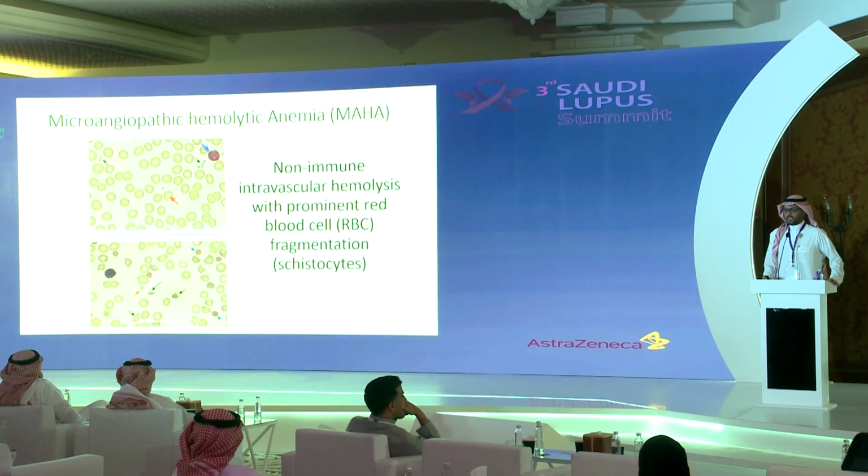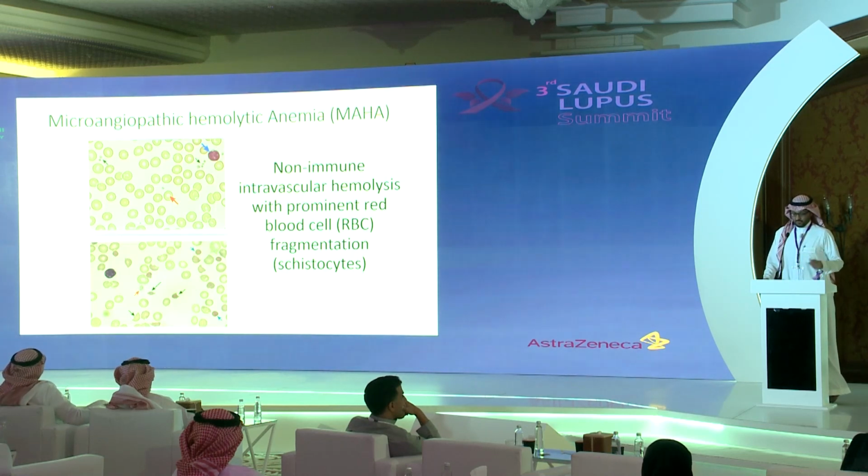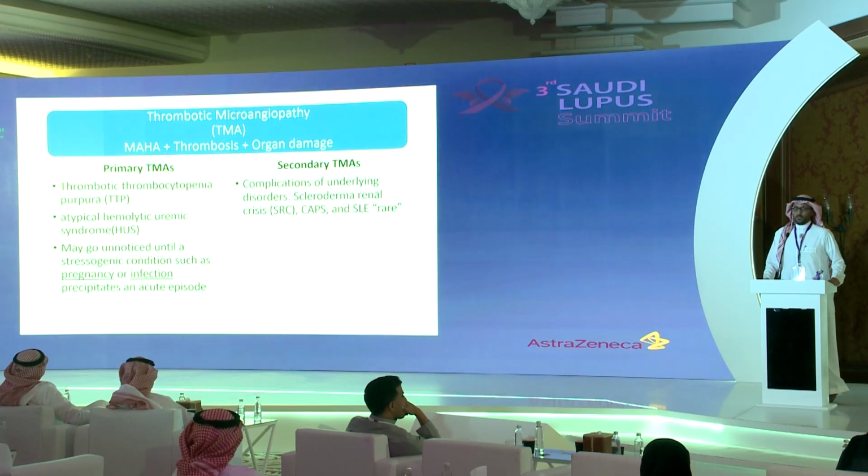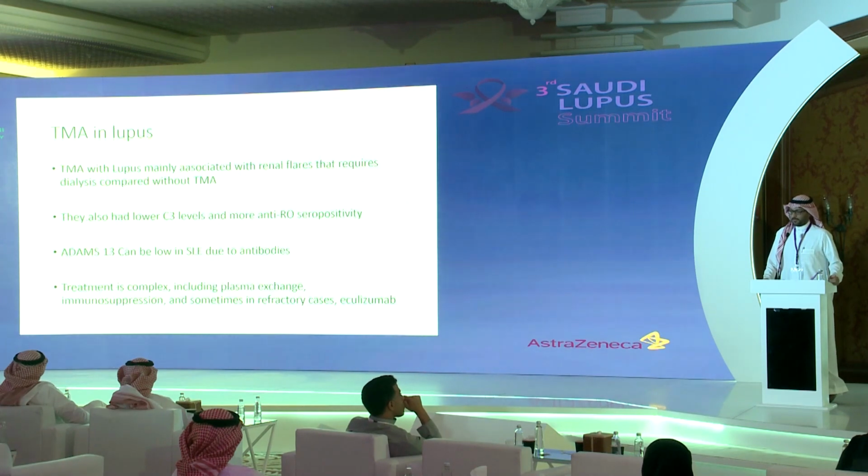Microangiopathic hemolytic anemia is basically the phenomenon where you have a non-immune intravascular hemolysis. This results in fragmentation of RBCs in the blood film. The one on the top supposedly shows a normal blood film. The one on the bottom shows the presence of a low platelet count and fragmentation of the RBCs, which are the schistocytes. Now, when we say TMA, thrombotic microangiopathy, it's basically microangiopathic hemolytic anemia plus thrombosis plus organ damage. We tend to see it as primary causes like TTP and HUS, and we also see it as secondary causes, like when they happen on the background of lupus or any rheumatic disease.